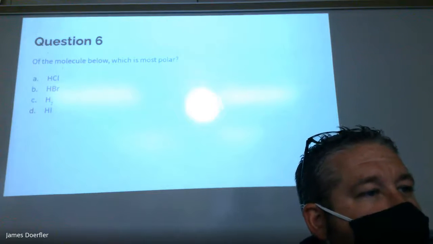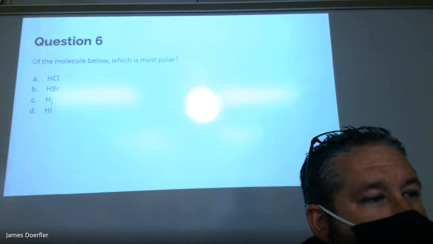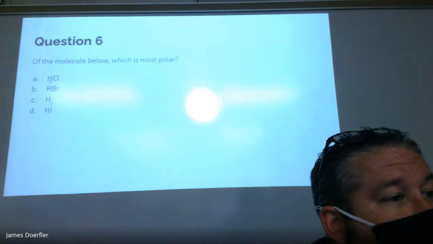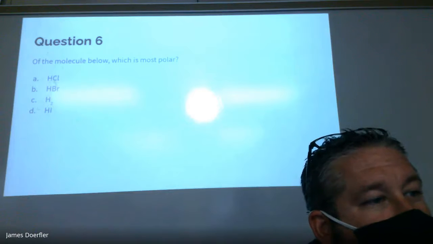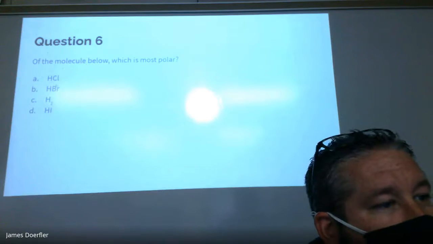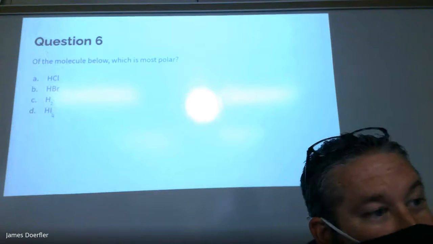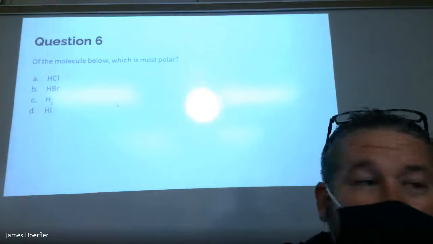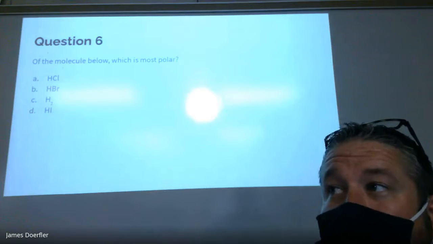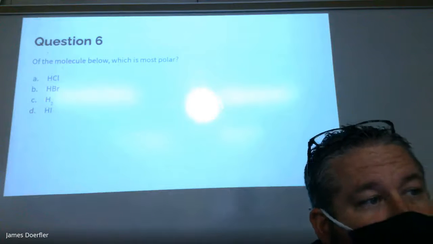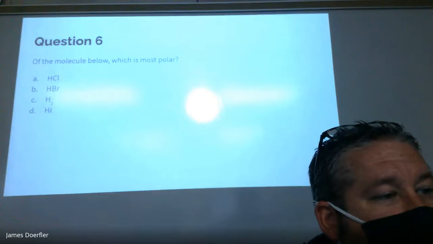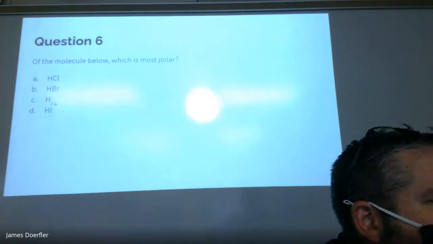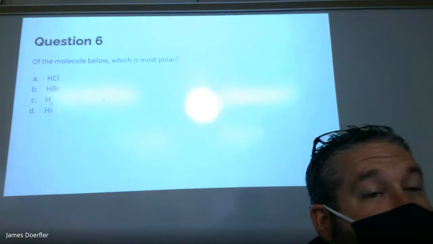Question 6, of the molecules below, which is most polar? As you'll see here, all of them have the common element of hydrogen, so you just need to compare their second element. That gets to chlorine, bromine, and iodine, along with another H2. You can use the trends on this one because chlorine, bromine, and iodine are all in the same group. And H2 is two hydrogens bonded to each other, so that's like playing tug of war with yourself. Right off the bat, we can eliminate that option.